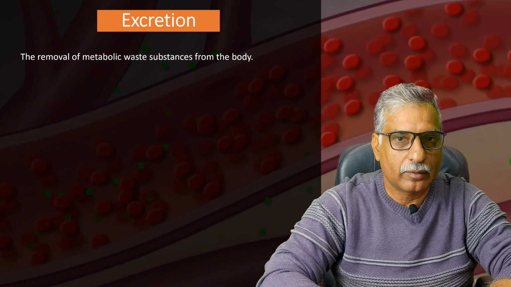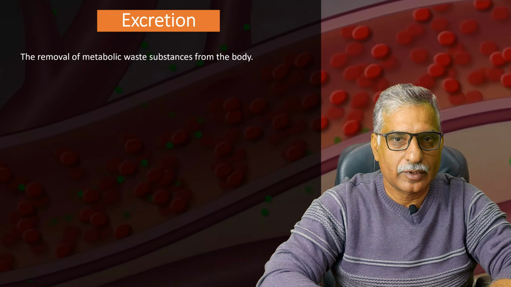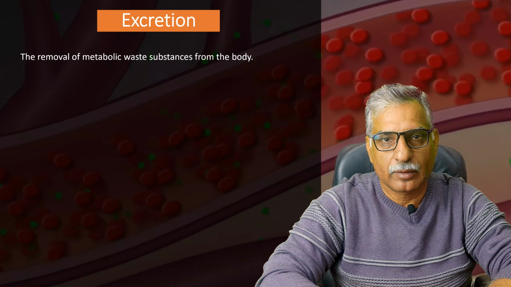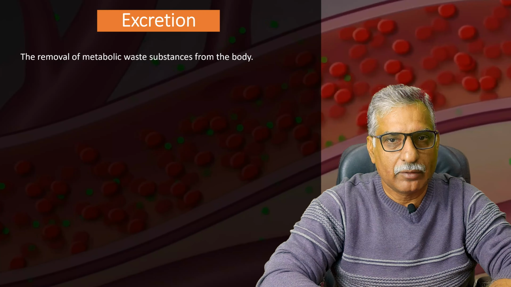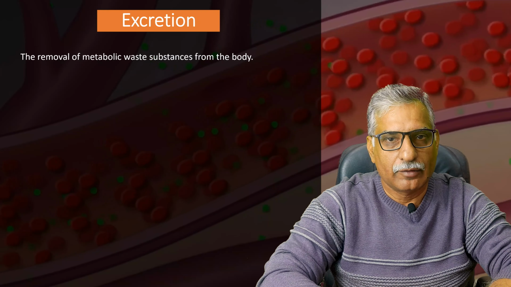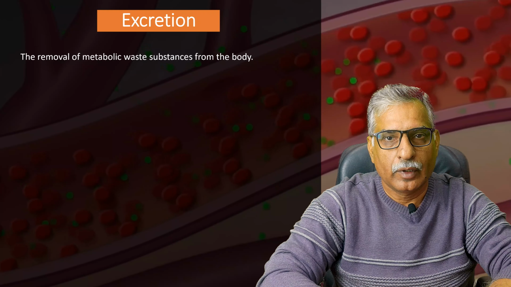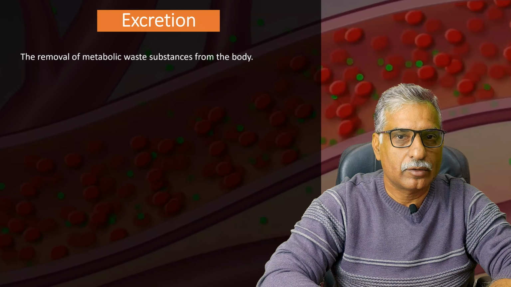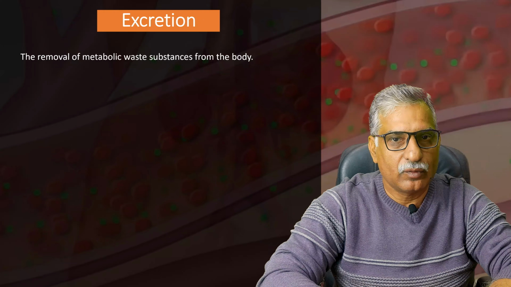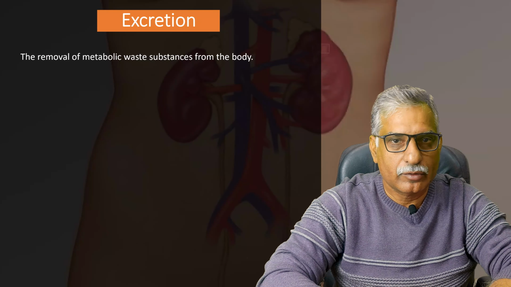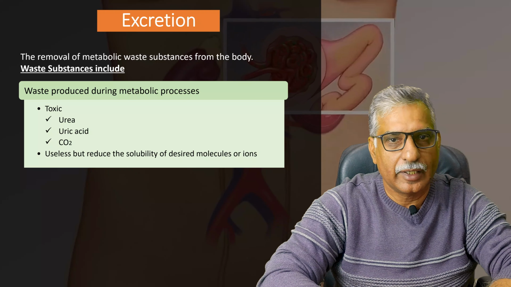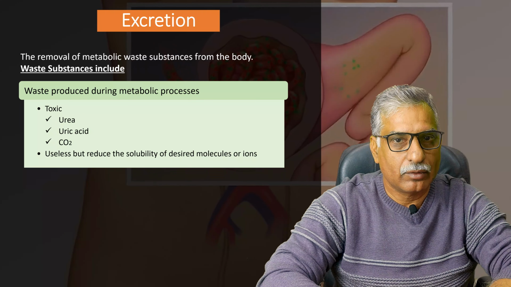Excretion. Excretion refers to the removal of metabolic waste and toxic substances from the body. Chemical reactions are generally known as metabolic reactions, and when chemical reactions take place in our cells or inside the body, along with the required substances, certain unwanted substances are also produced. These unwanted substances may be toxic to the body, or may reduce the solubility of important molecules or ions, or may be in excess quantities.